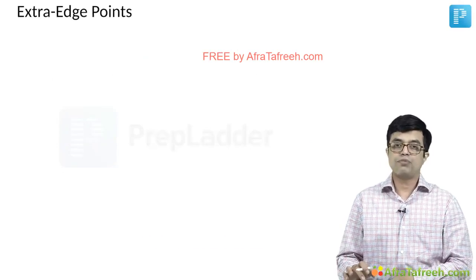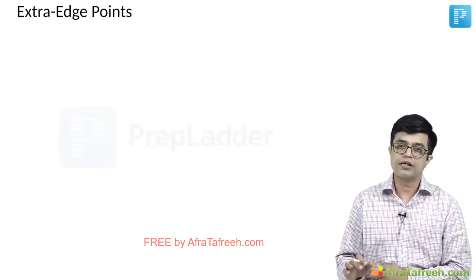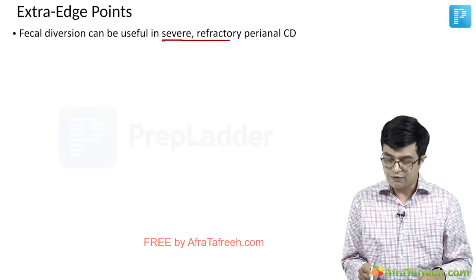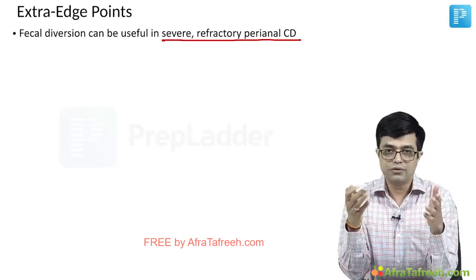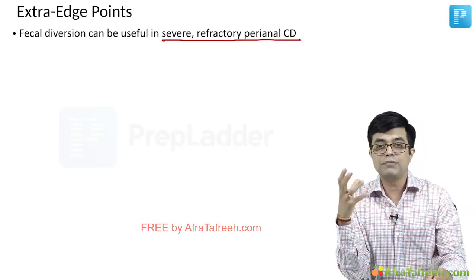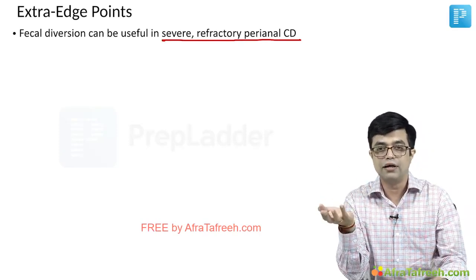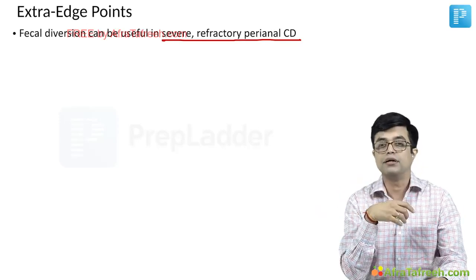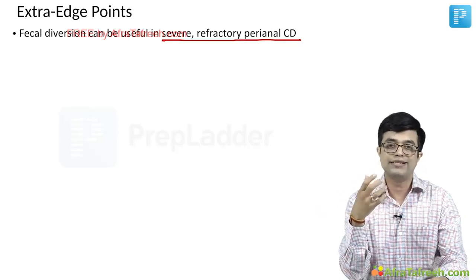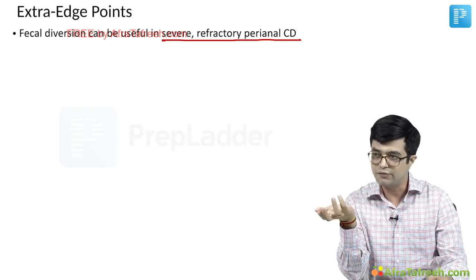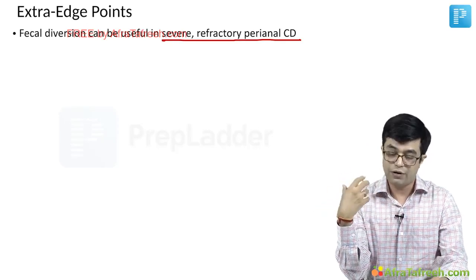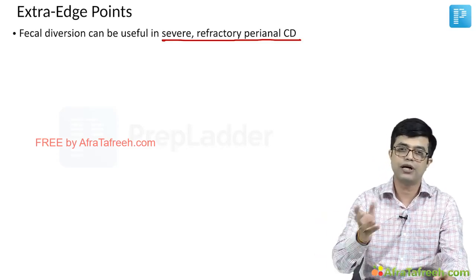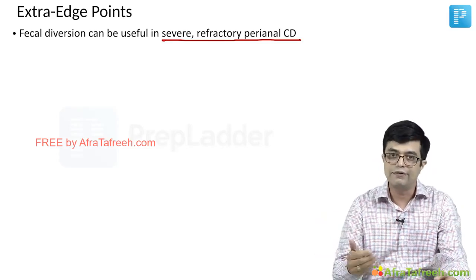So what are the extra edge points in CD before we move towards ulcerative colitis? Fecal diversion can be useful in severe refractory perianal CD. So where, I just gave you the example. Fistulotomy is not possible. Everything else has failed because the sphincter is getting involved. In these patients, fecal diversion can be done. But fecal diversion is a temporary thing. Once you have done colostomy and you are diverting fecal material away, 6 months later you try to put it back, again CD will recur.